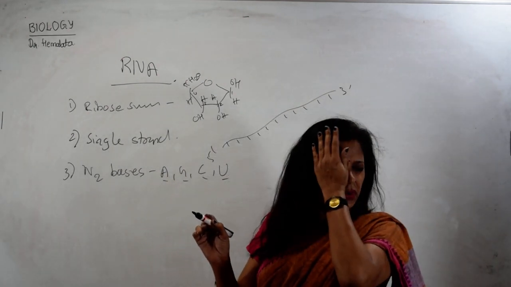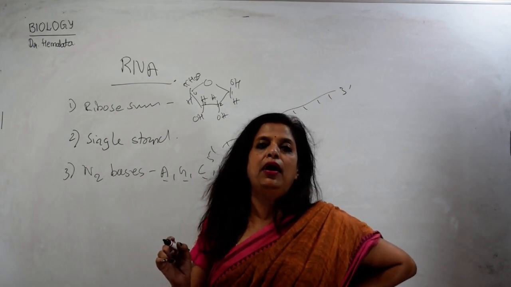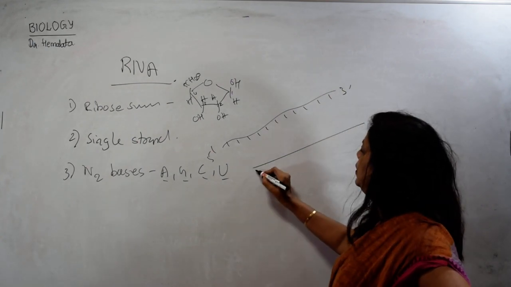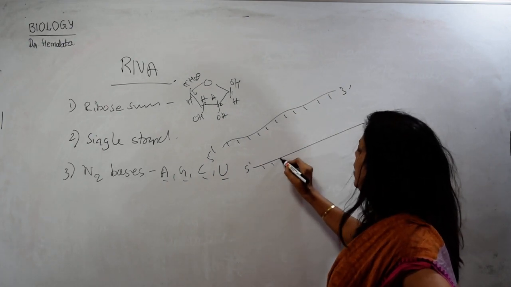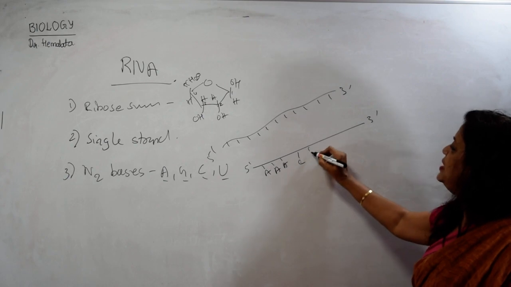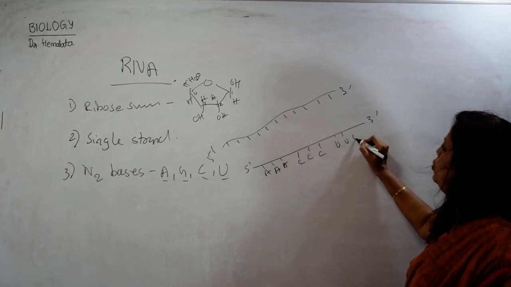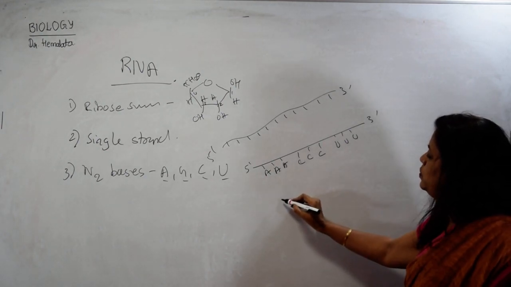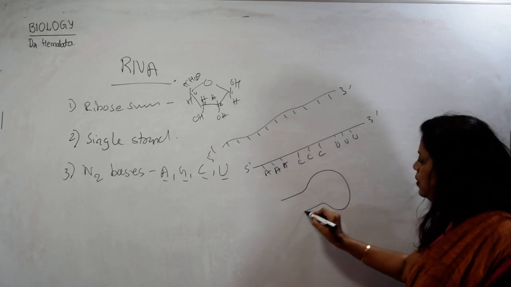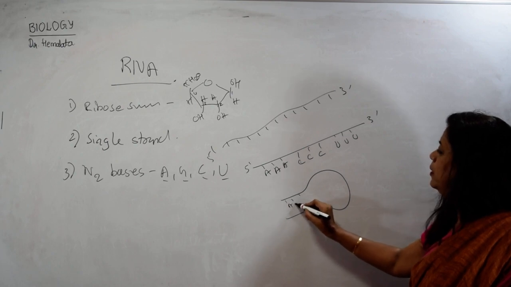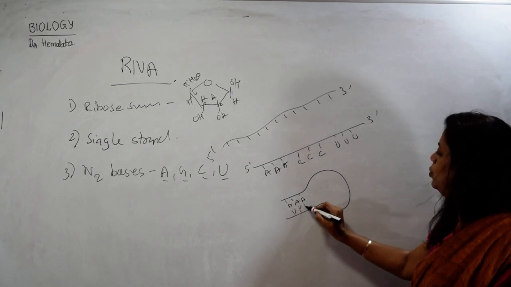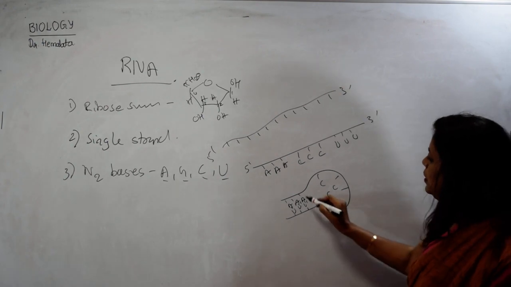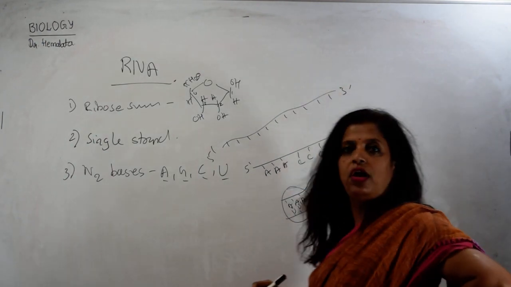Here, as I told you, they are single stranded, but sometimes they may undergo false base pairing. How will it happen? Let me explain. Suppose this is the strand of the RNA. Here you have 5 prime, here you have 3 prime. Suppose you have AAA here, CCC, and here you have UUU. This AAA is complementary to UUU, not CCC. Therefore, this may form a loop-like structure, where AAA will pair with UUU, and CCC remains like this at the loop. This pairing is not true pairing, it is called false base pairing.